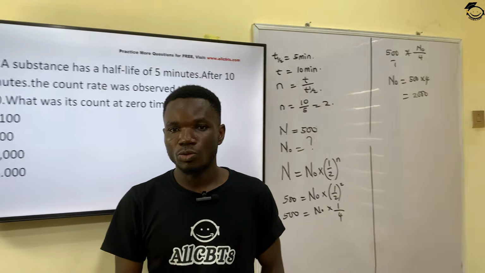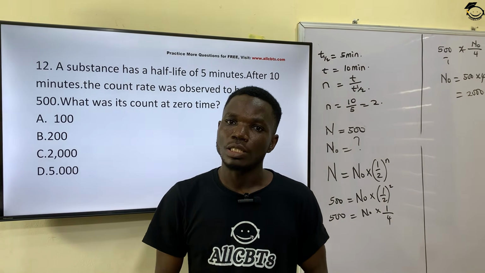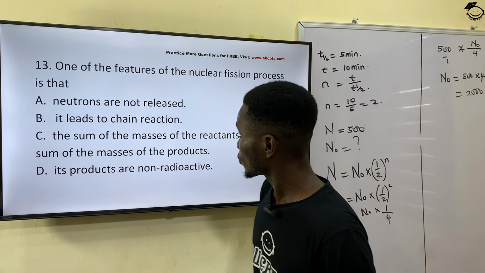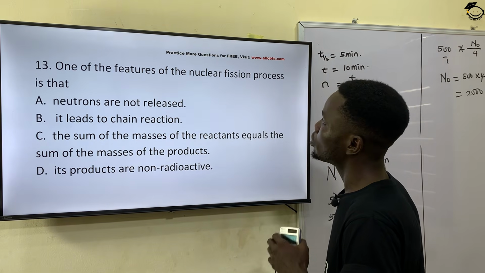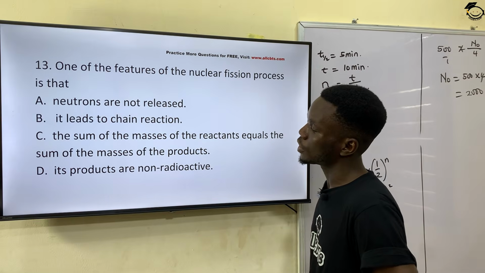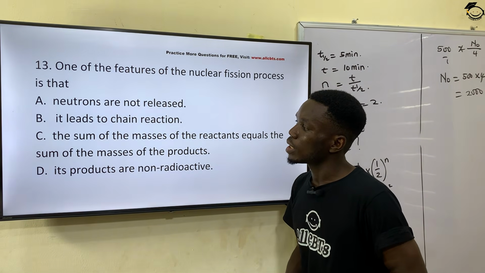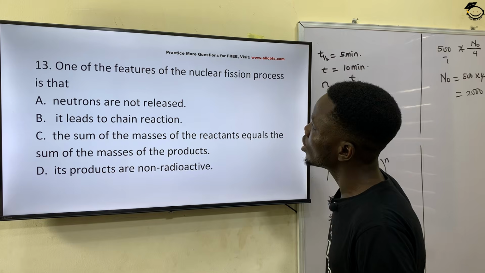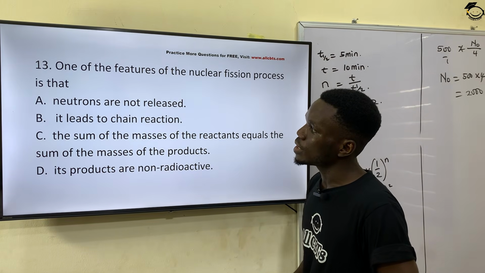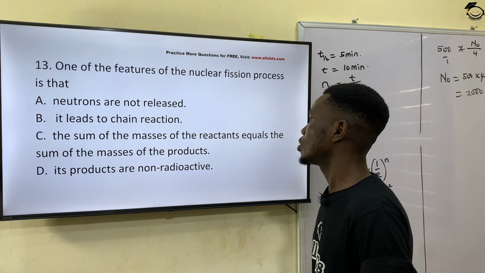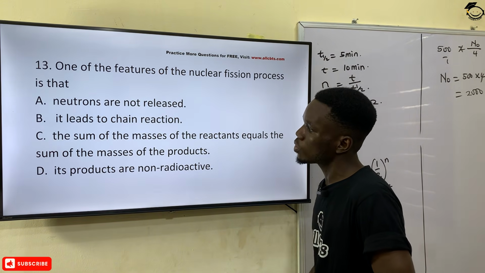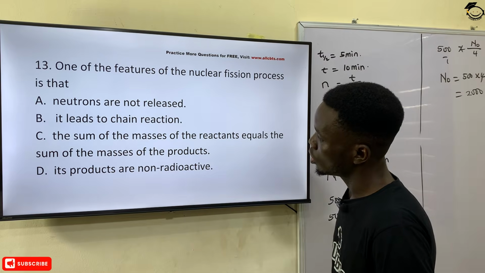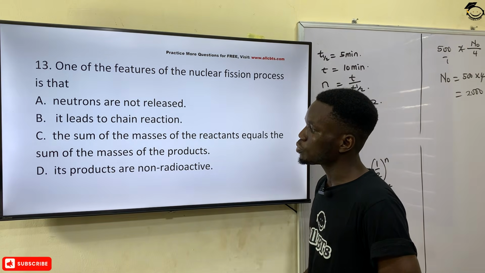So that takes us to the next question, which is question number 13, which says, one of the features of the nuclear fission process is that dash. Option A says that neutrons are not released. Option B says it leads to chain reaction. Option C says the sum of the masses of the reactants equals the sum of the masses of the products. Option D says its products are non-radioactive.